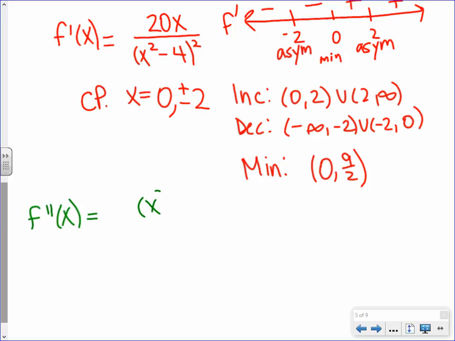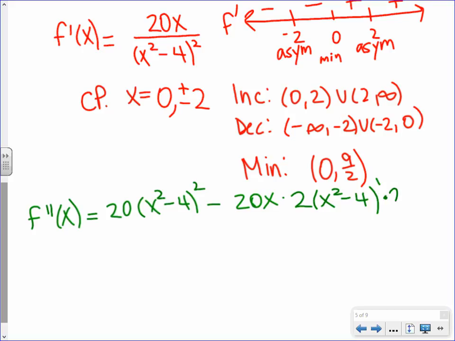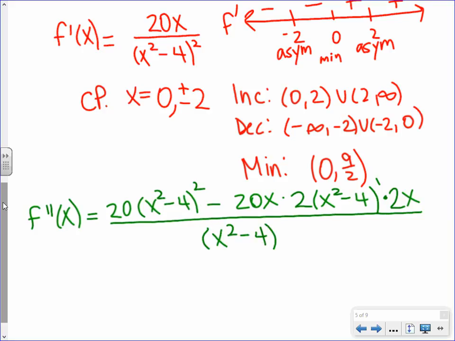So, low d high is 20, minus high d low. Chain rule here. Bring the 2 down. x squared minus 4 is now to the first power times the derivative of the inside, which is 2x. And then we have x squared minus 4 squared squared, so to the fourth.